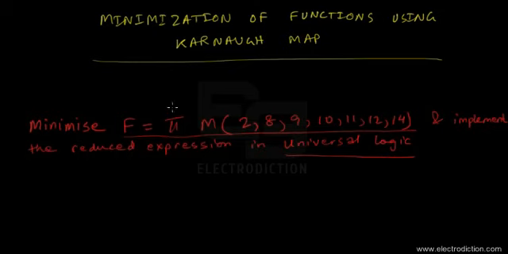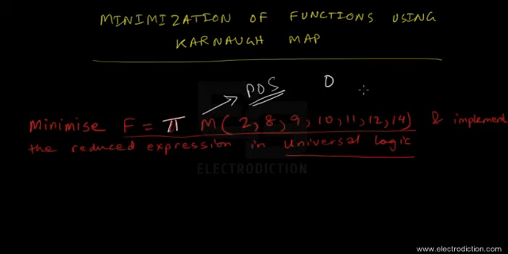As this function indicates, here we have this symbol of Pi. This Pi symbol indicates that it is a POS function, that is, a product of sums. Whenever we have a product of sums expression, in a Karnaugh map all the elements present in the function are filled in the Karnaugh map with the symbol 0.